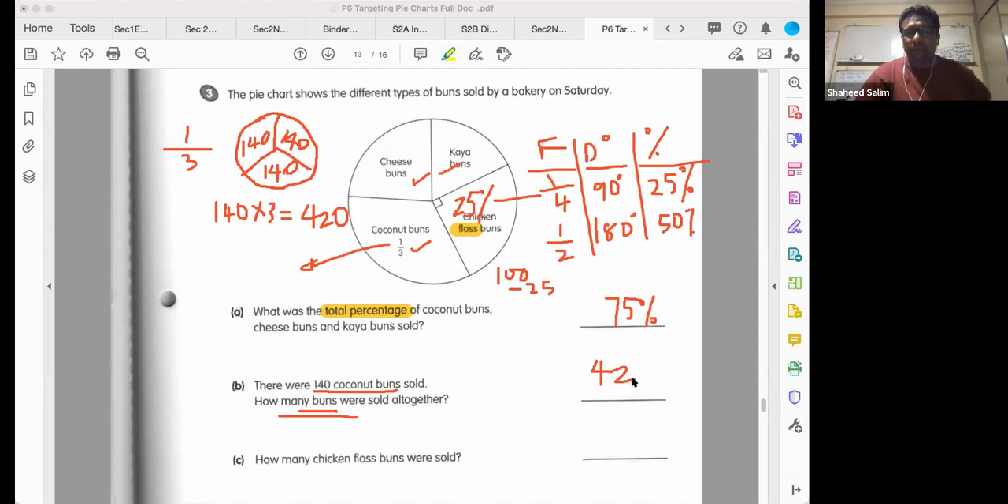How many chicken floss buns were sold? Chicken floss 25%. Just say 25 over 100 times 420. Okay, you'll get the answer. Some of you say no need to use that, use fraction because 1/4. Right? So divide this by 4 also can. You get it faster. Yeah, it's both the same. So what's the answer? 105.